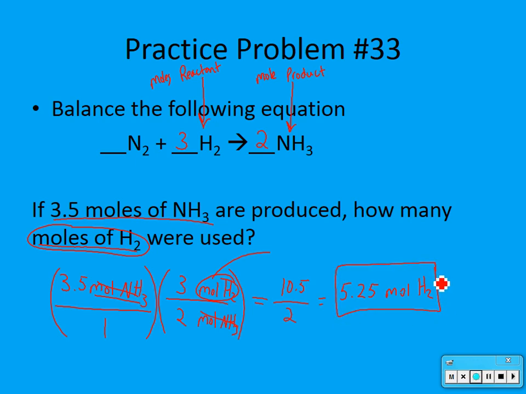Okay. So let's look at what we just did there. I hope you appreciate what we are figuring out. If you want to make 3.5 moles of ammonia, if you want to make 3.5 moles of this, you better start with 5.25 moles of hydrogen. Okay.